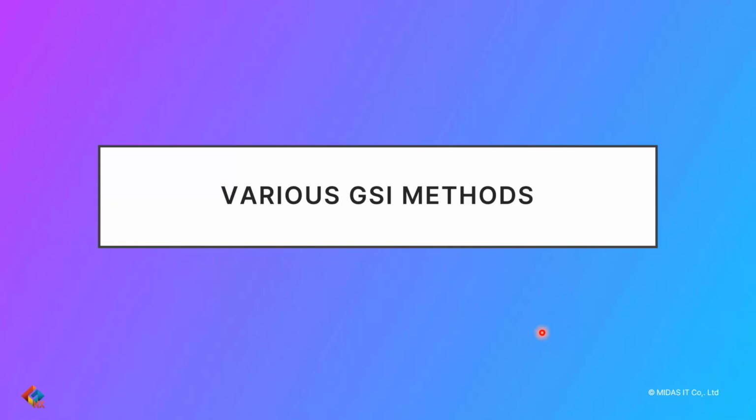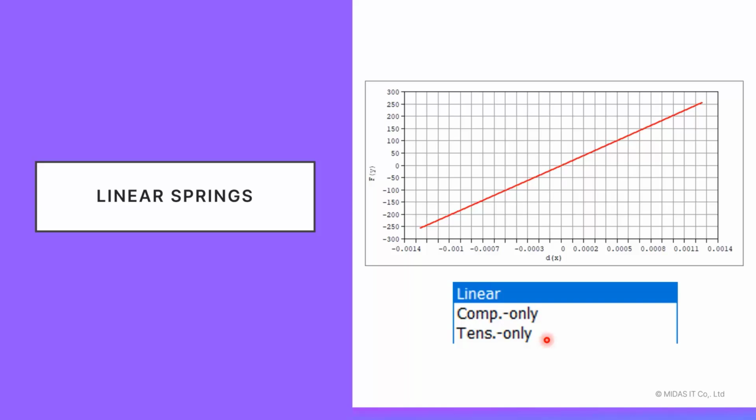Now we'll see what the various GSI methods are. First is the very preliminary method, wherein a method like Ball's method comes under this category. First thing is linear springs. We get either compression only or tension only, depending on the project, but it's linear in nature. Whatever the load is, it will be in linear proportion with the displacement. So it's a linear spring, and the soil is basically considered as an elastic medium here.